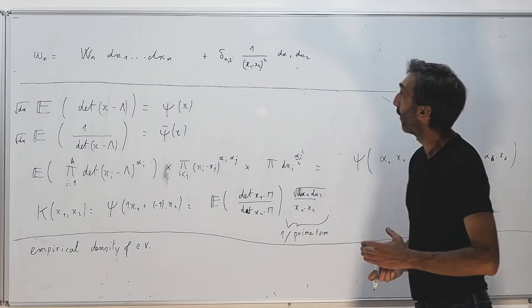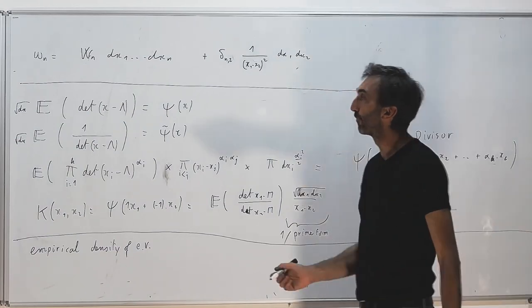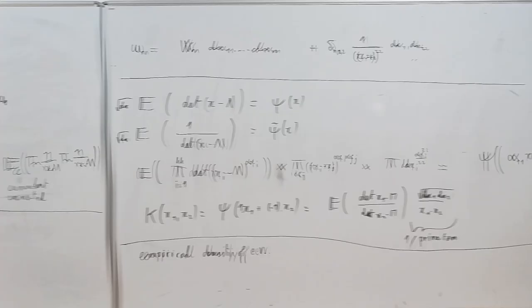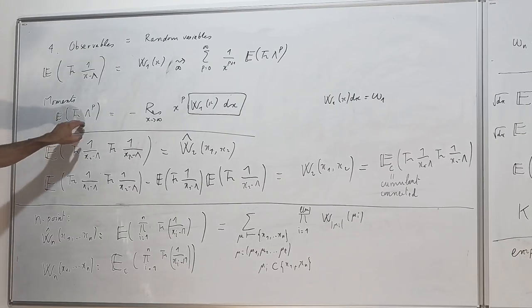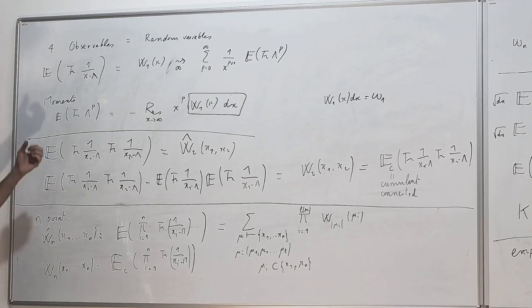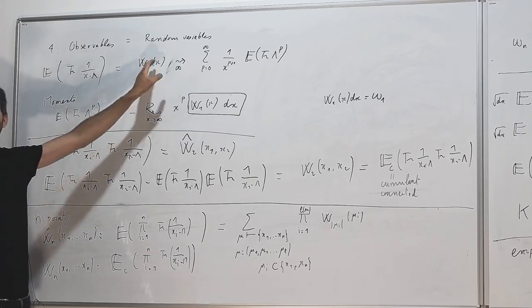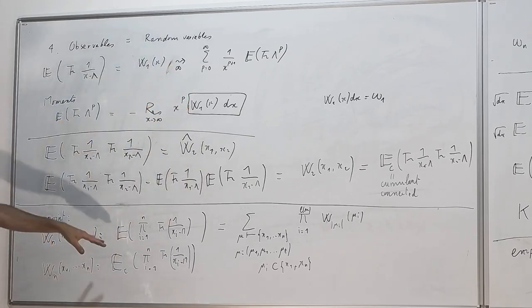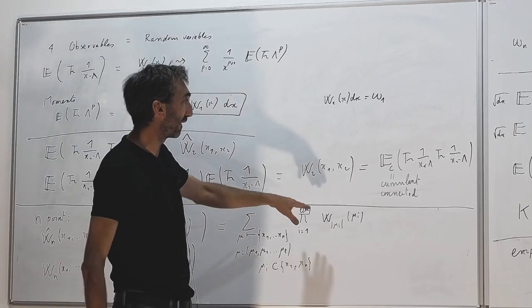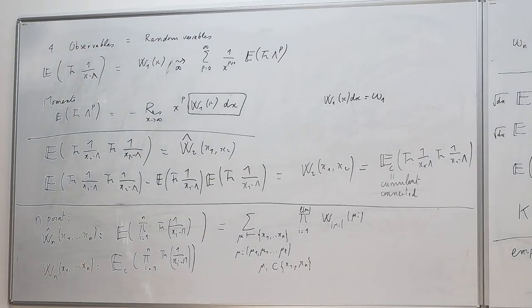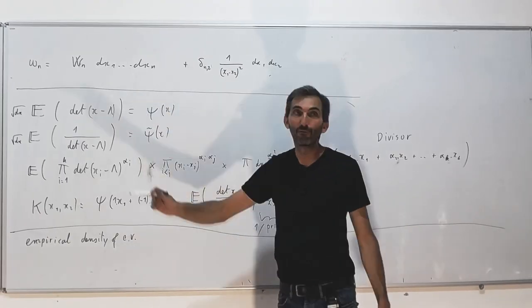So, by the way, when I say observables, it's the word used by physicists, but it's also random variables. Typically, traces of power are random variables that take values in C. Resolvent is a random variable that takes values in a space of functions of one variable. WNs are random variables that take values in a space of functions of several variables. This one also takes values in a space of spinors and so on.